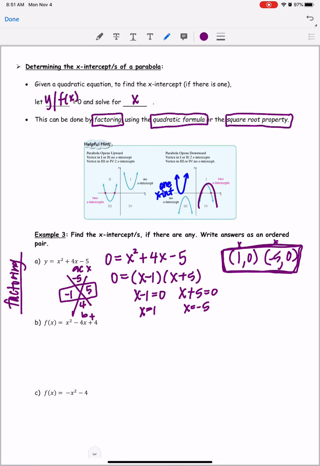Just to get an idea of what we have actually found, it's going to be something like this right here, where this point is your negative 5, and this point here is your 1. You have found where that parabola has hit those 2 points.